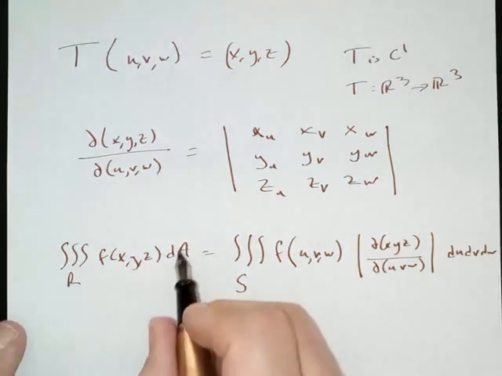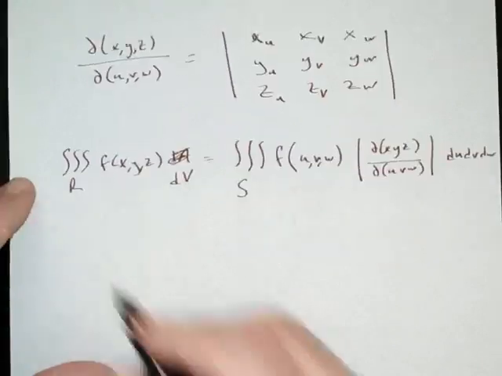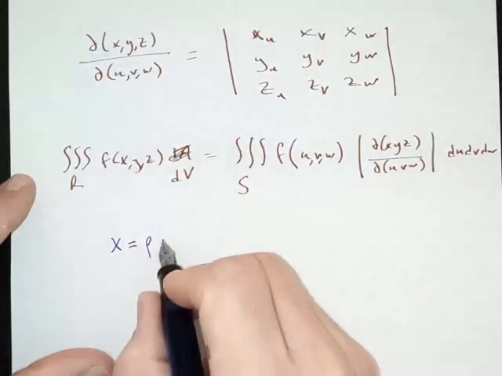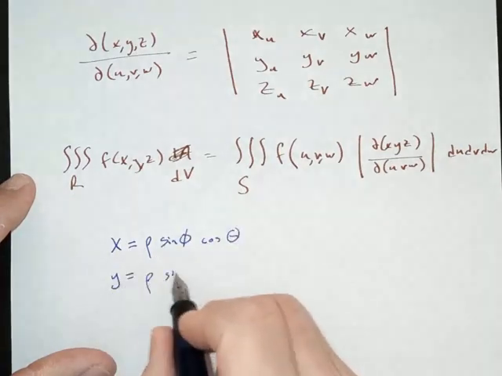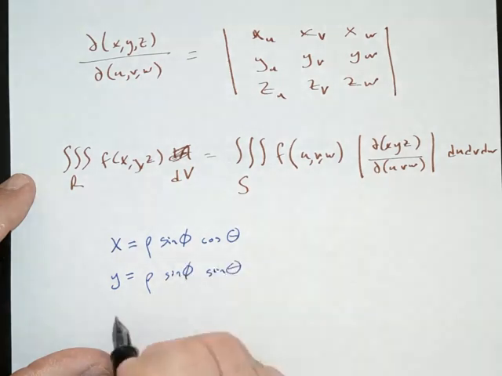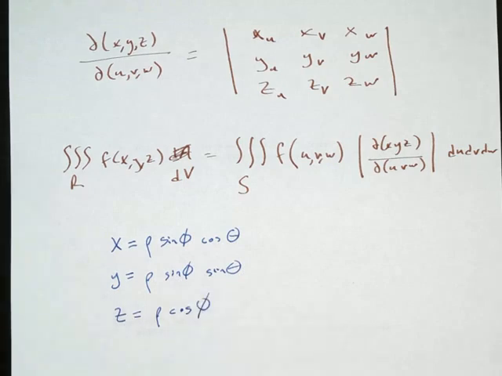That shouldn't be dA over there on the left. That should be dV. But this turns a triple integral in one coordinate system to a triple integral in the other coordinate system. Hey, wait a second. Those are our spherical coordinates, aren't they?